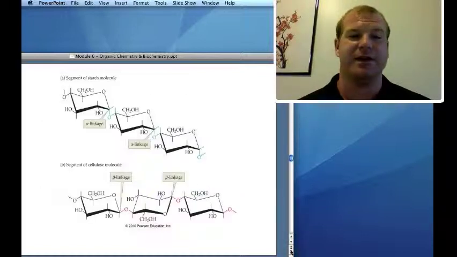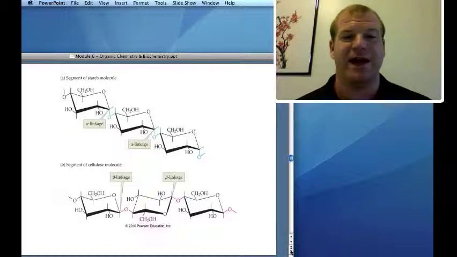And here you can see, this is a starch molecule, it has a different connectivity than the cellulose. Cellulose is slightly different. We as humans, we can digest starch. We cannot digest cellulose. So cellulose becomes our roughage. It becomes fiber.